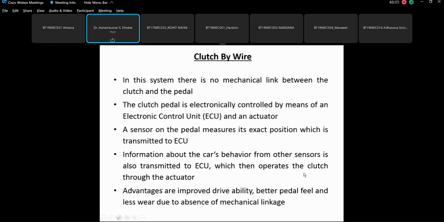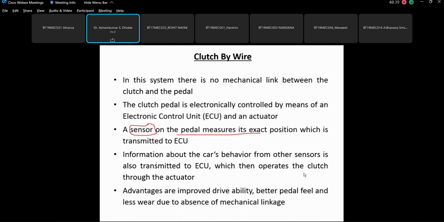So coming to the clutch by wire system, the clutch pedal is electronically controlled by means of electron control unit and actuator. A sensor on the pedal measures. Again, the sensor comes. Okay, see, I'm not against the sensor. I'm just telling you that how the cost of the vehicle is getting increased by the use of the sensor, and there is no guarantee that the sensor will have one particular life. Okay, so on the pedal measures the exact position which is transmitted to ECU. Then it does the usual work.